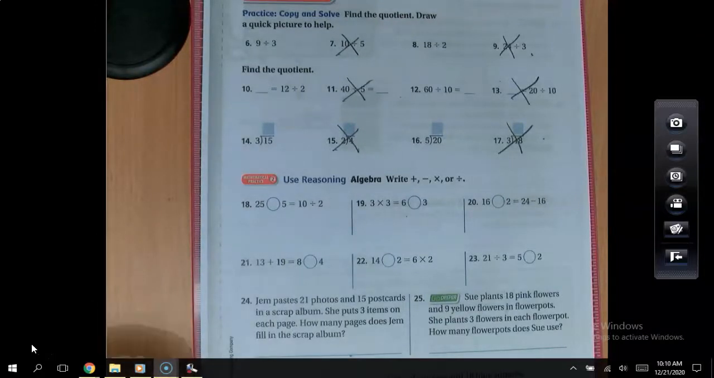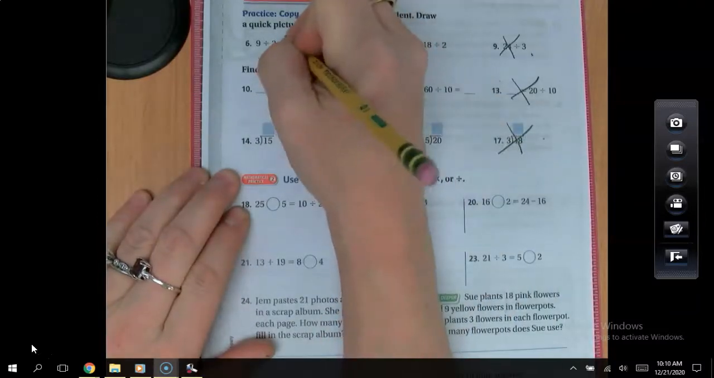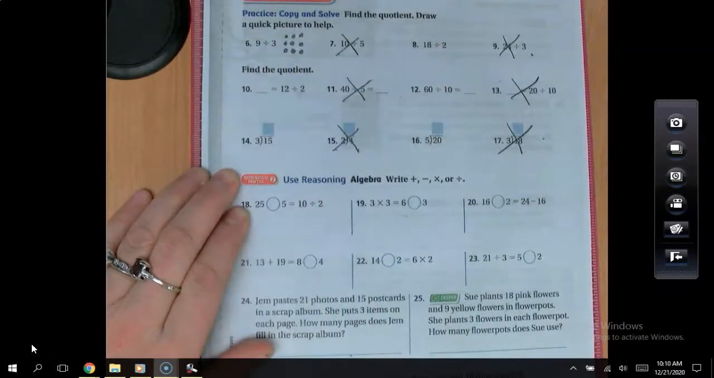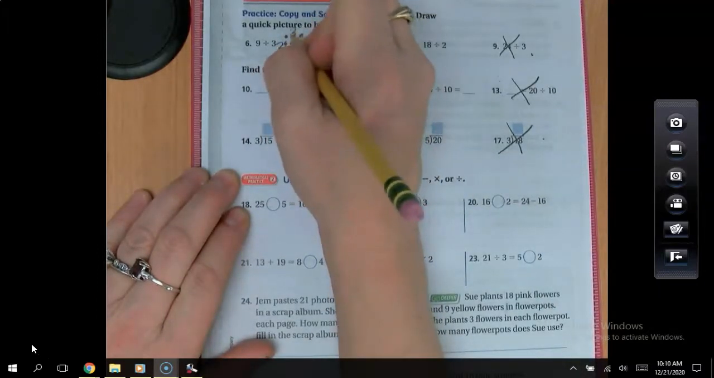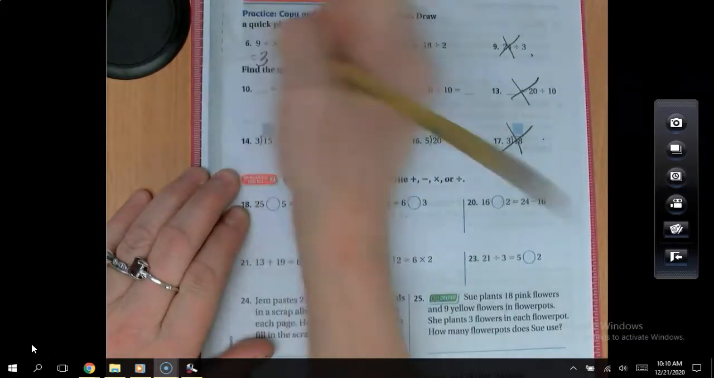All right, 9 divided by 3. What is 9 divided by 3? If you don't know, I'm going to draw myself an array, 3 down. I'm going to keep doing it until I get to 9. Okay, I got to 9, so I have 1, 2, 3. So 9 divided by 3 is 3. Very good.